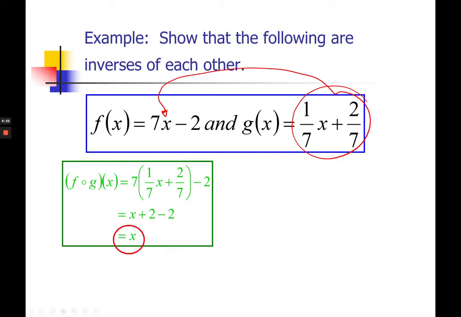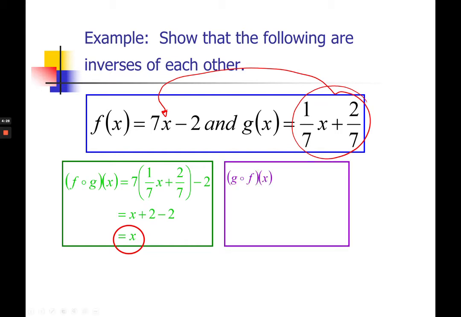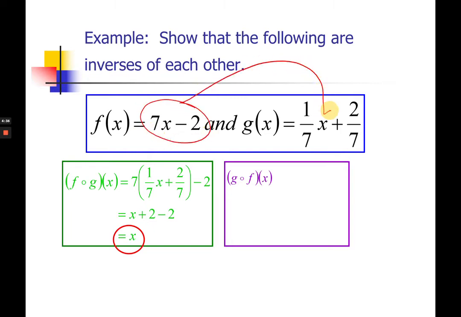Now, let's show g composed with f of x, which means it's the reverse this time. Let me erase. In the g function, f of x is going to be the value of x. We will plug in f of x, which is 7x minus 2, into the g function. Here it is. And then start performing your distributive property. 1 over 7 times 7x is x, and 1 over 7 times negative 2 is negative 2 over 7.